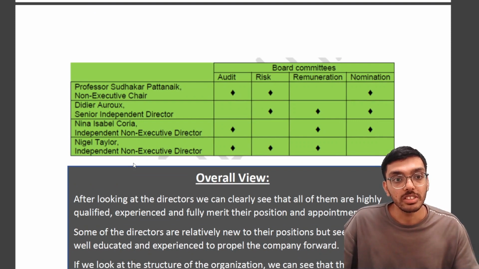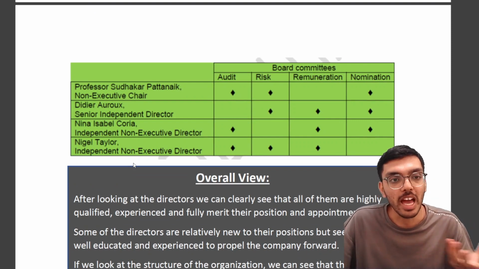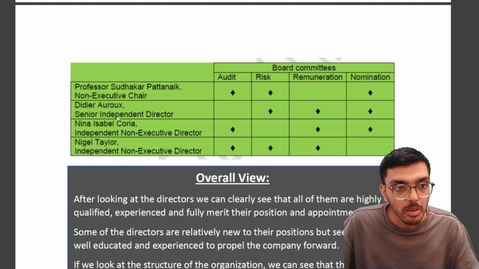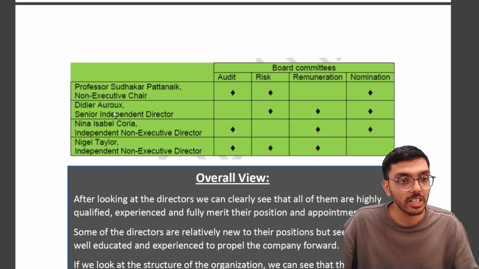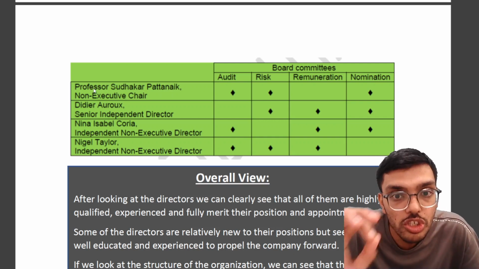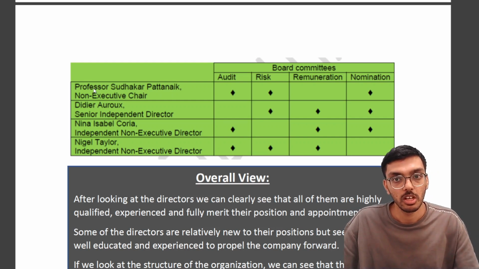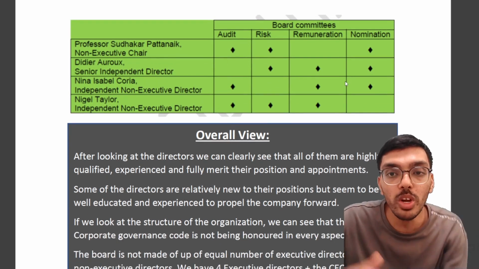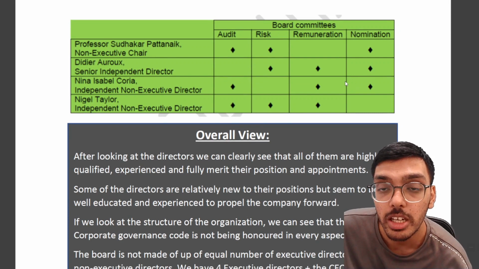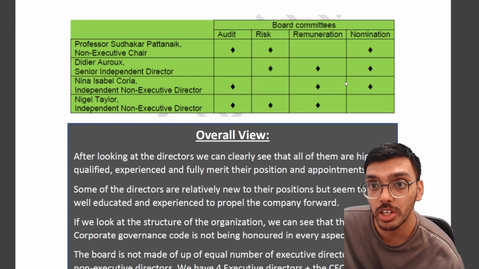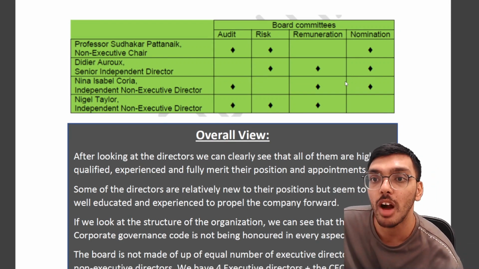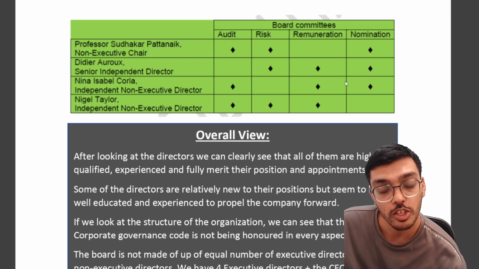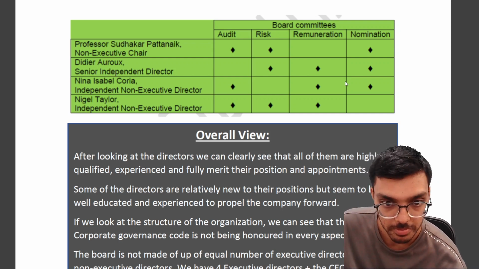After that, they have also told us that we have some non-executive directors. We have 3 non-executive directors plus a chairman. And over here, they have given us who is part of which committee. Now, committees are very important from the corporate governance perspective. So let's take an overall view first.